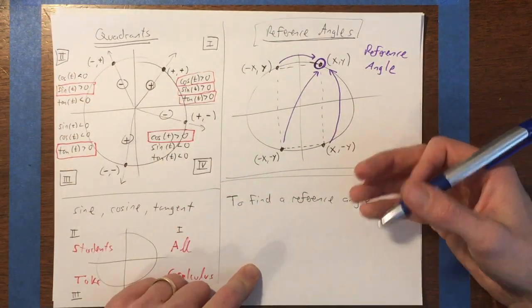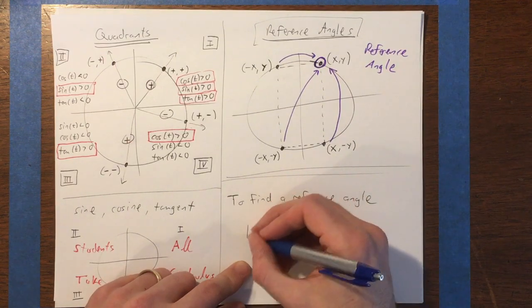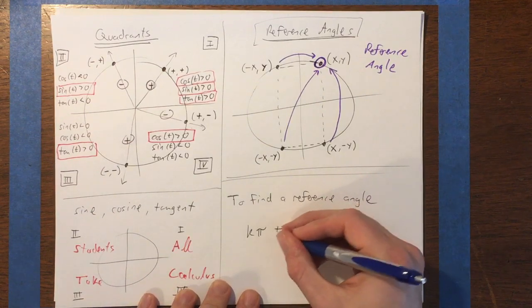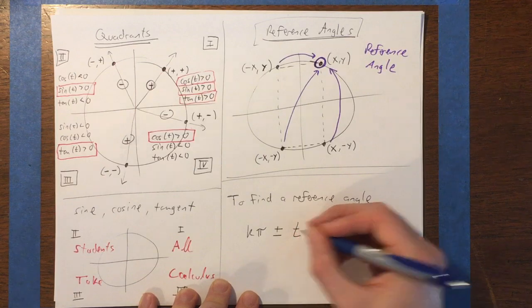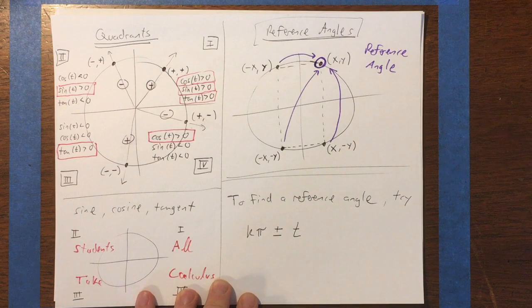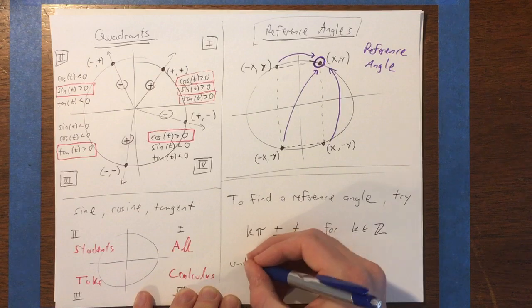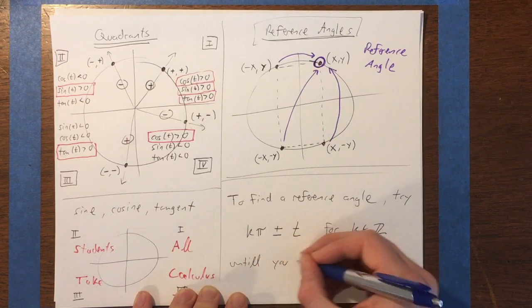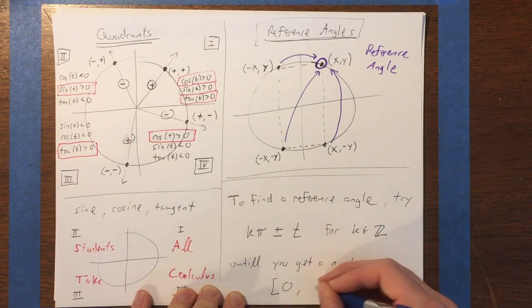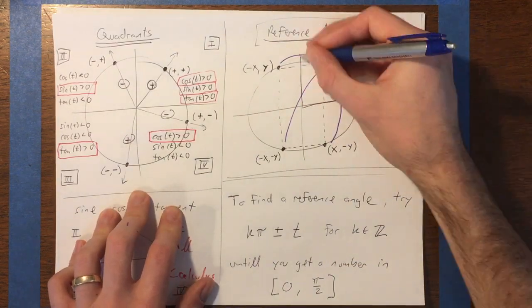But I also want you to know that you can do it more analytically by taking different integer multiples of pi, and either adding or subtracting the angle you're looking for. You try different multiples of pi, for k in the set of integers here, until you get a number in 0 to pi over 2, which would be the first quadrant.